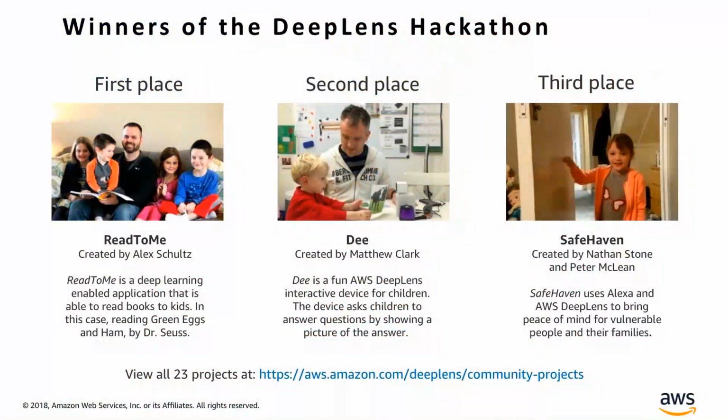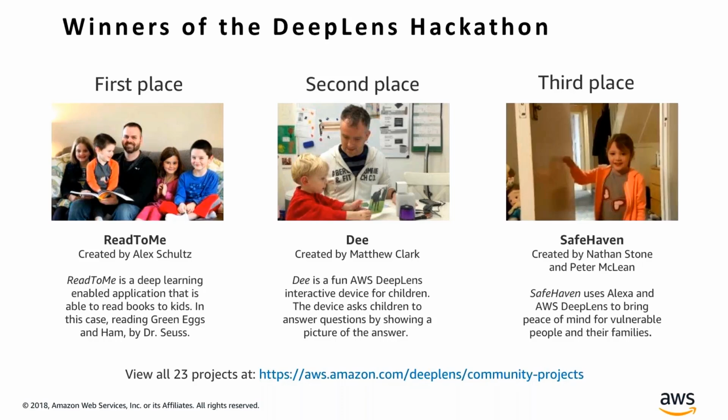So in closing, I just want to point out some sources of inspiration that you may find interesting for your own projects. So if you'd like to learn more about the different types of things that can be done using AWS DeepLens, we had a hackathon some time ago. And we had a lot of interesting submissions and entries demonstrating different and unique ways AWS customers were able to use DeepLens. So first place was a really cool application. Basically, it was a deep learning enabled app that used a computer vision model that would read books to children.